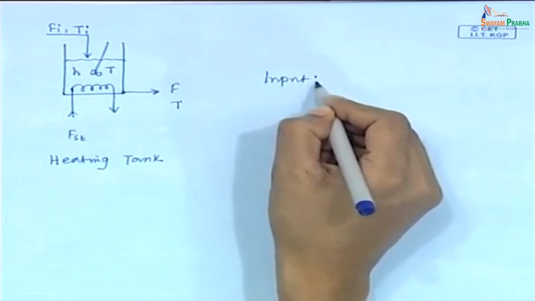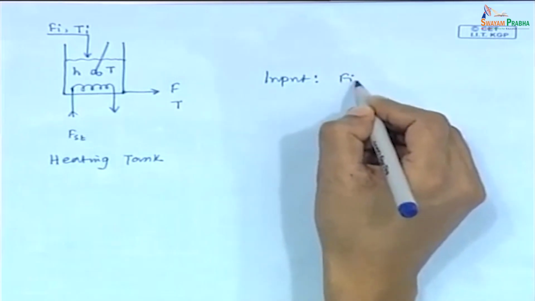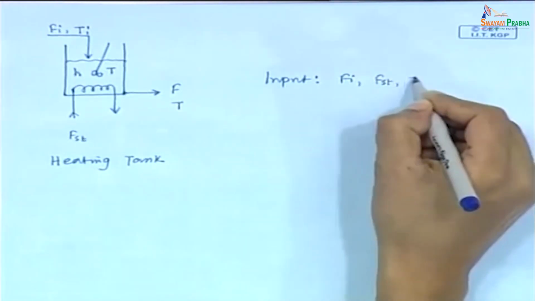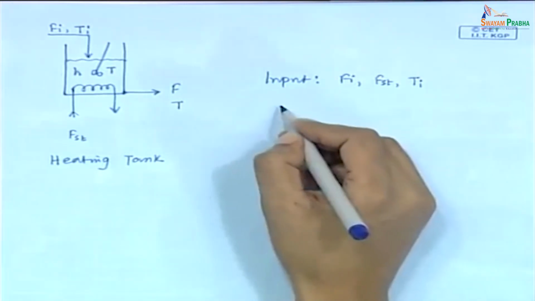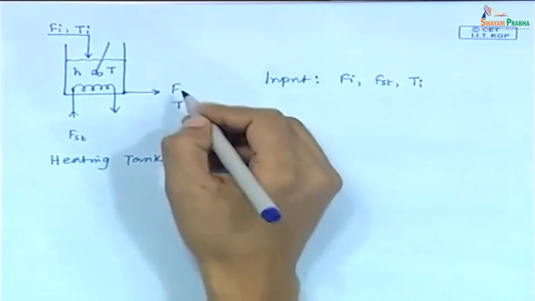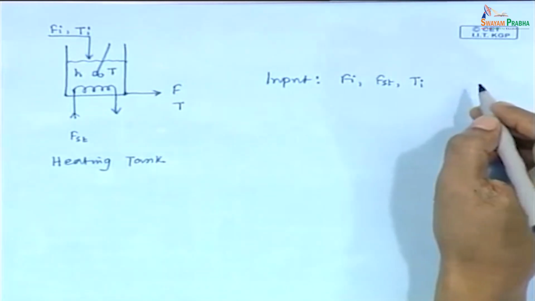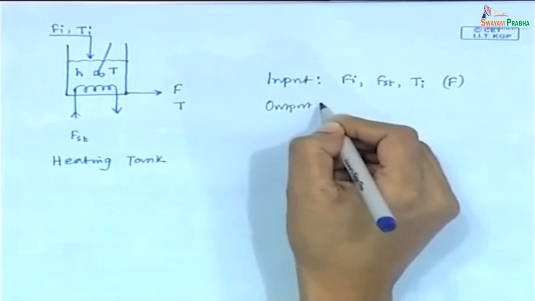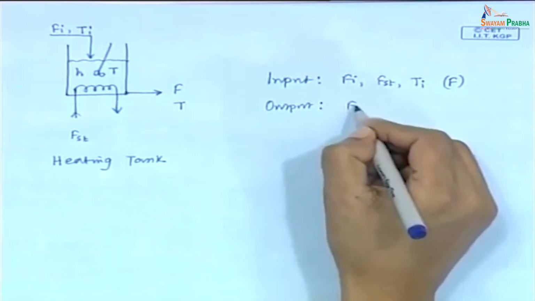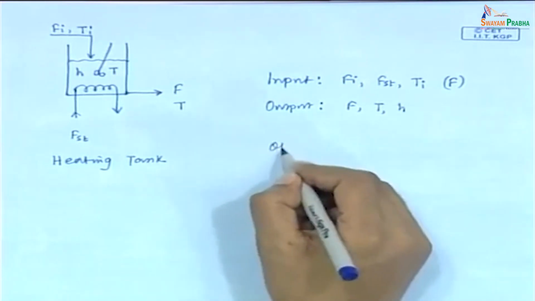Now, what are the inputs in this case? Fi, Fst, Ti. These are the inputs. And what about F? Maybe input. And what about the outputs? F, T and H.